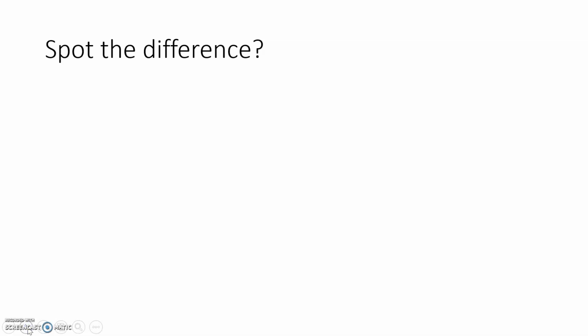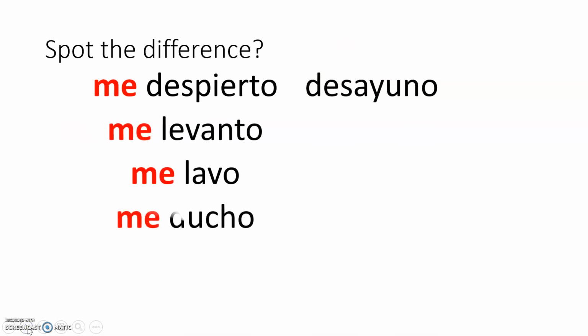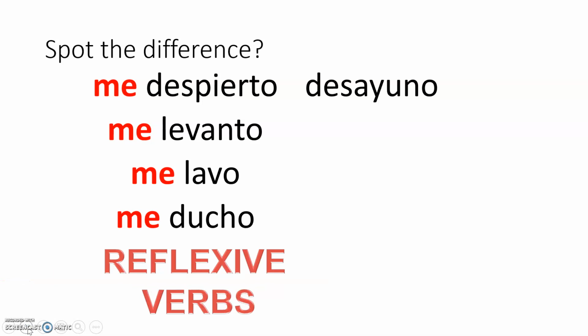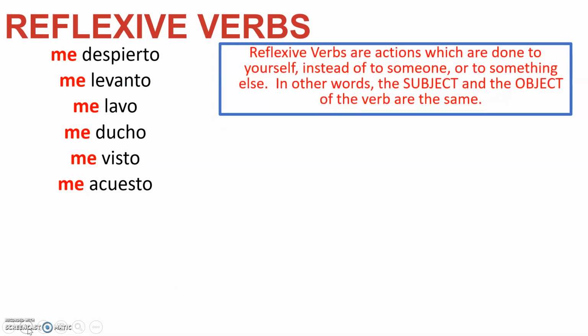So, did you spot the difference between those verbs? Me despierto, me levanto, me lavo, me ducho, but desayuno. Now, these verbs on the left-hand side are reflexive verbs. Reflexive verbs are actions which are done to yourself instead of to someone or to something else. In other words, the subject and the object of the verb are the same.